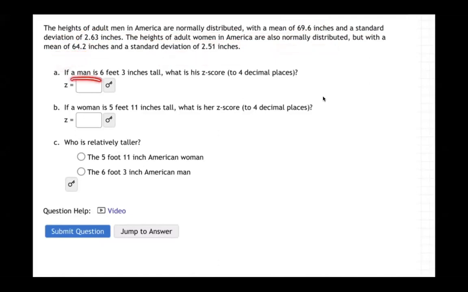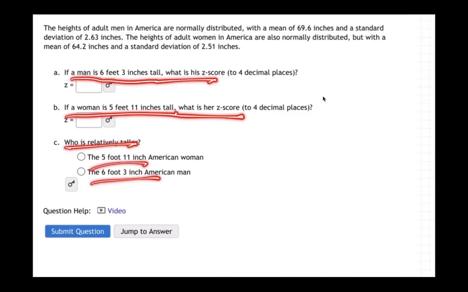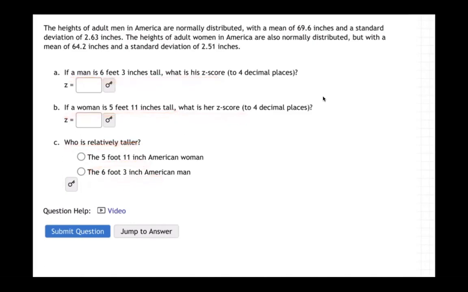Okay, so if a man is 6 foot 3 inches tall, what is his z-score? And if a woman is 5 foot 11, what is her z-score? And who is relatively taller? Meaning, the whole point of this question is, a 6 foot 3 inch man, that's pretty tall. Compared to other men, he's definitely taller than the average man. He's going to stand out as tall.